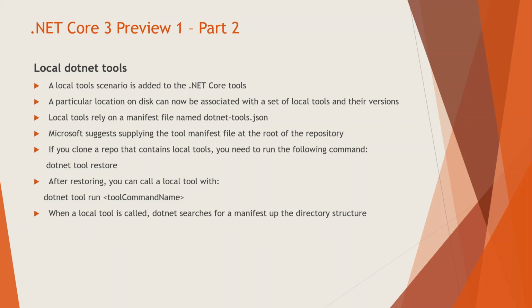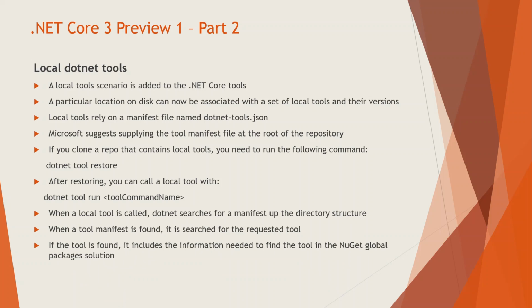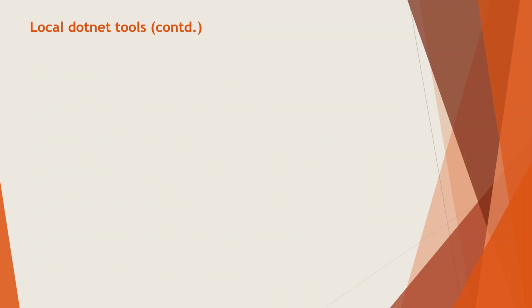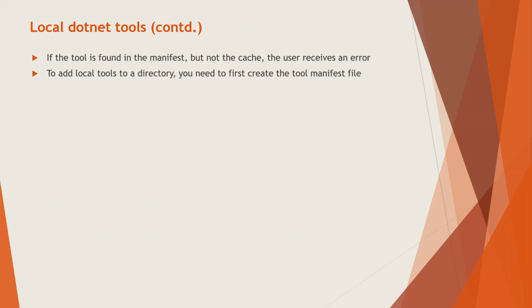And when a local tool is called, .NET searches for a manifest in the directory structure, and when the tool manifest is found, it is searched for the requested tool. Now, if the tool is found, it includes the information needed to find the tool in the NuGet global packages solution. The correct version of the tool from the tool manifest file was placed in the cache on restore. Now, if the tool is found in the manifest but not the cache, the user receives an error.